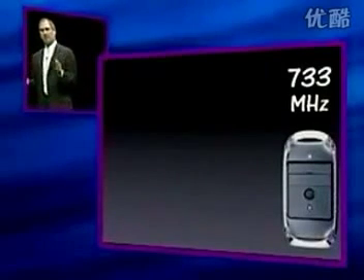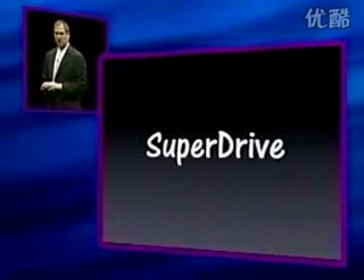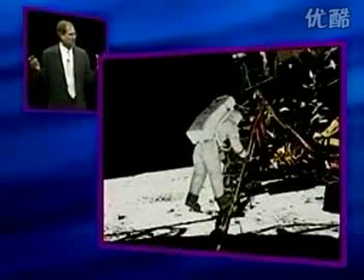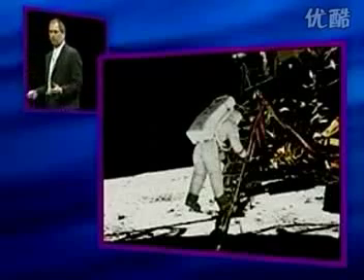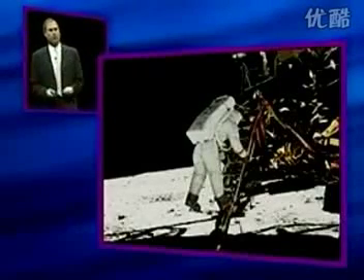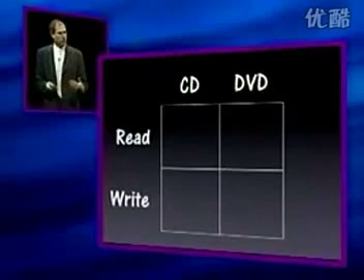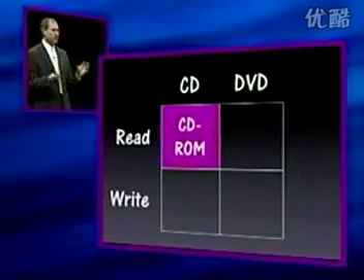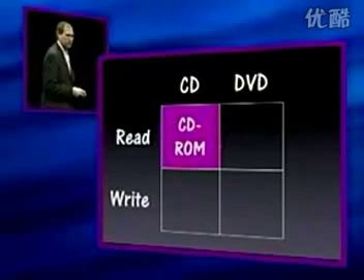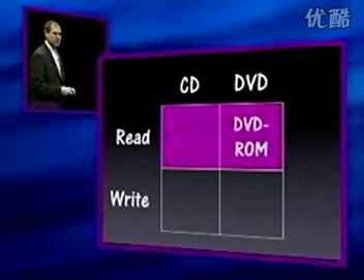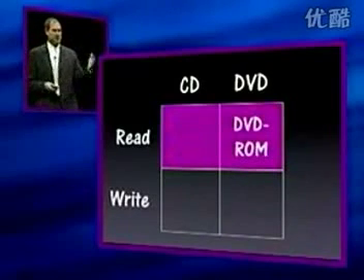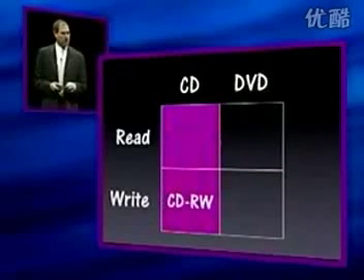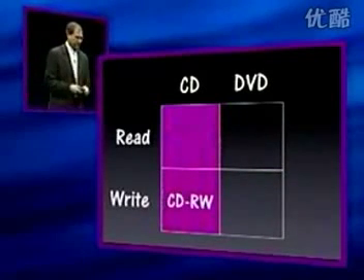We introduced last month the Super Drive. It's an industry first. This is amazing to me. I've been dreaming about this for years. What is a Super Drive? Well, if you look at what an optical drive can do, you have CDs and DVDs. A drive that reads CDs is called a CD-ROM drive, as you know. A drive that reads DVDs is called a DVD-ROM. It can read CDs and DVDs. A drive that reads and writes CDs is called a CDRW drive.